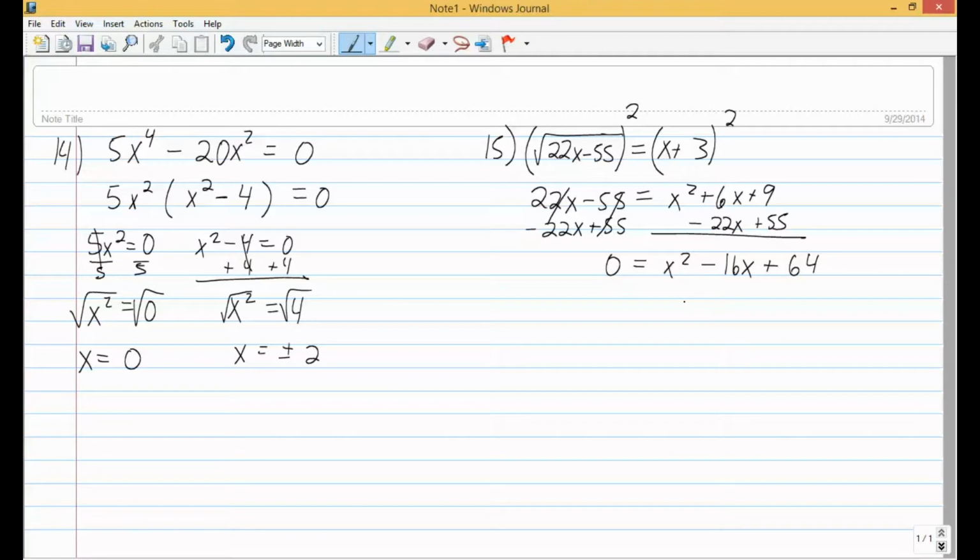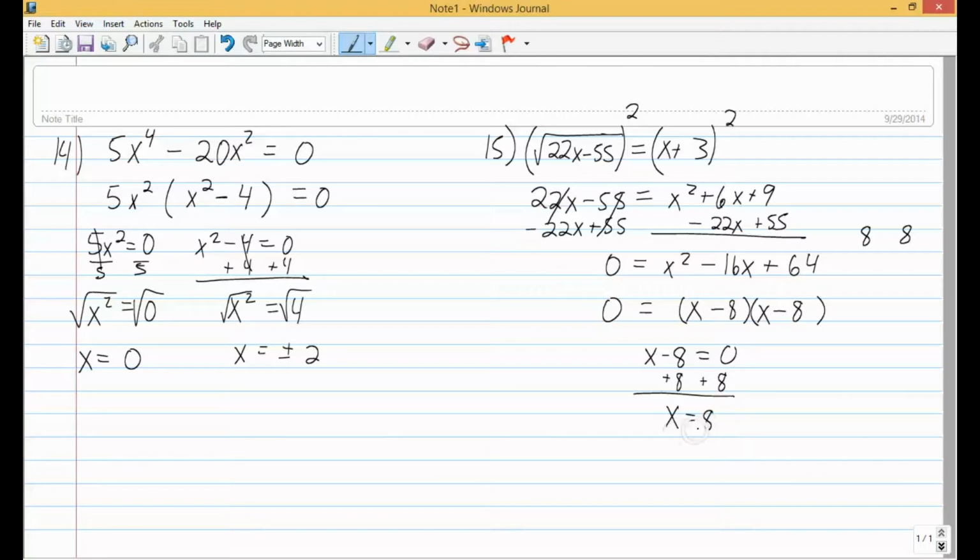Alright, so now what I want to do is see if I can solve this by factoring. Looks like I can. x. There are a lot of factors of 64. One way you can get 64 is by multiplying 8 and 8 or negative 8 and negative 8. I want a negative 16x in the middle, so negative 8 and negative 8 will give me that. So since they're the same factor, just set either factor equal to 0 and solve. You get x equals 8.